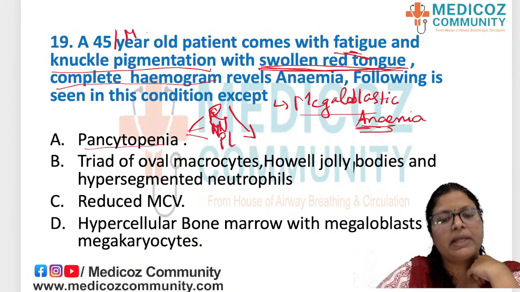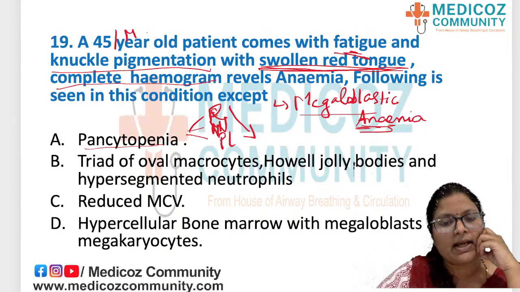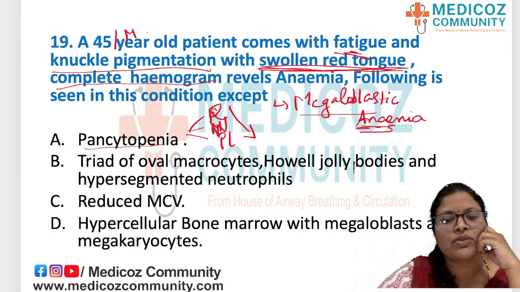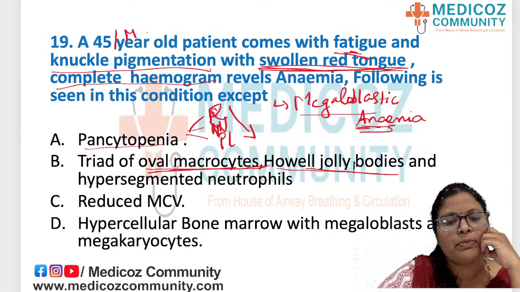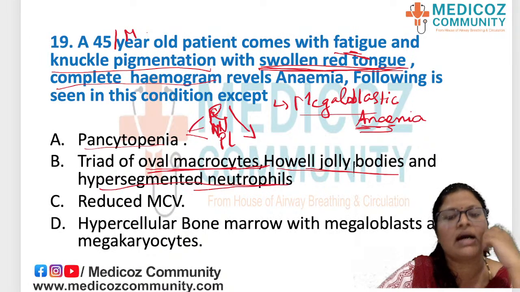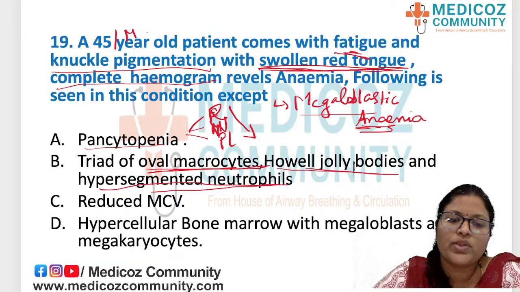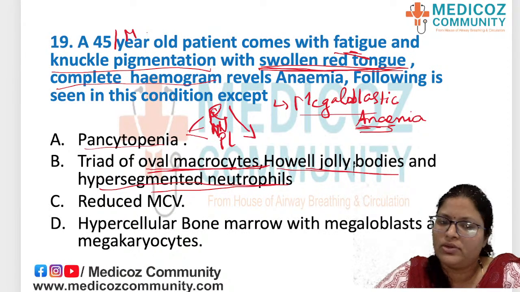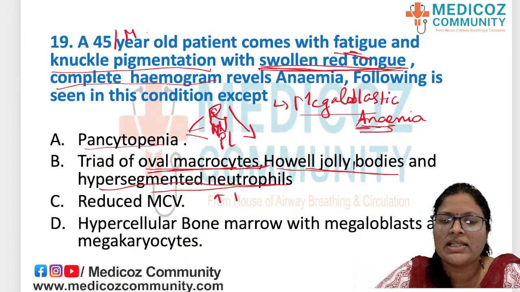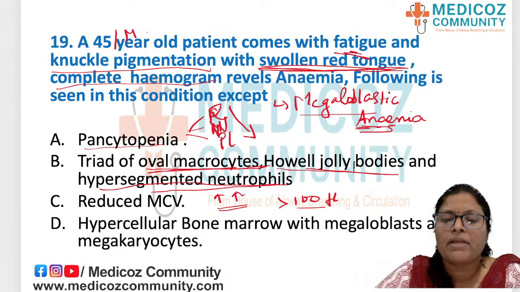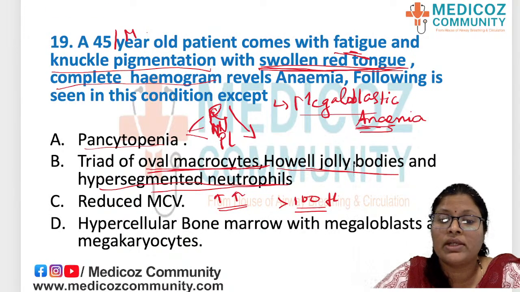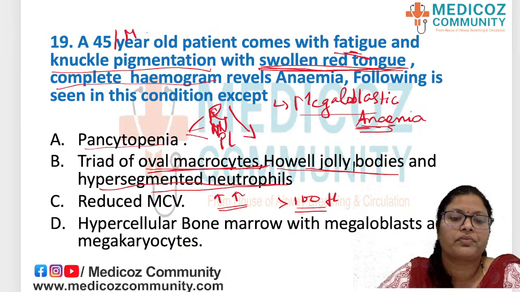And what do you see on the blood smear? You see macrocytes obviously, and these macrocytes are oval macrocytes. There are Howell-Jolly bodies and there are hypersegmented neutrophils. So all these are a triad which is usually seen in the peripheral smear. Reduced MCV. Do you see reduced MCV? No, this is your second year knowledge, right? You see increased MCV, usually more than 100 femtoliters, right? So whenever the MCV is so raised, you think of megaloblastic anemia.